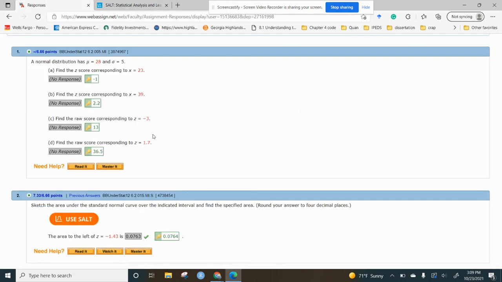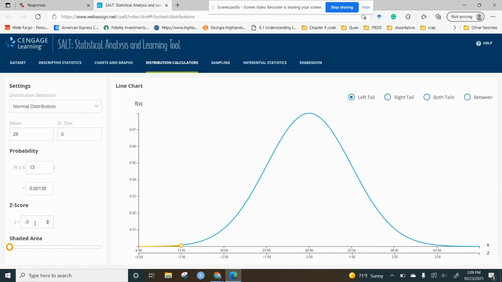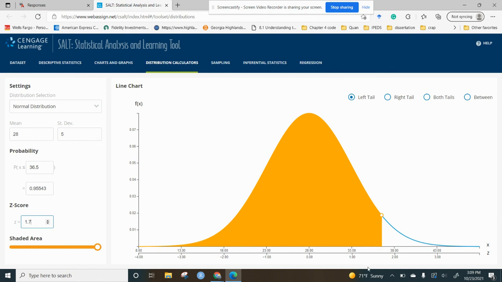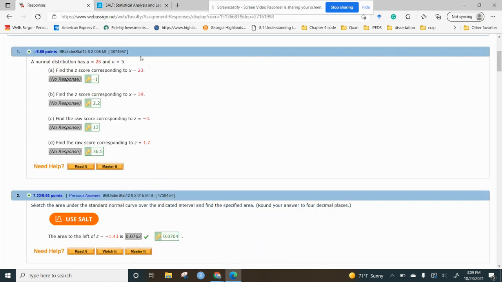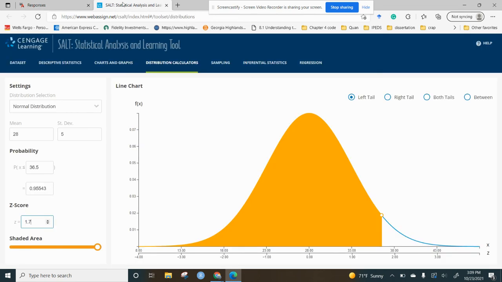And let's do that last one, 1.7. If I put in a z-score of 1.7, it gives me 36.5. If you have a calculator, you can Google to find it, but I think this is so much easier. So this is how I find z-scores using SALT. Hope this helped.